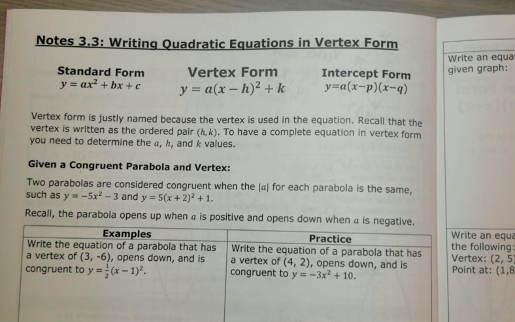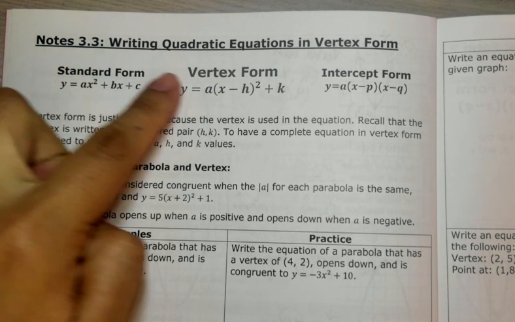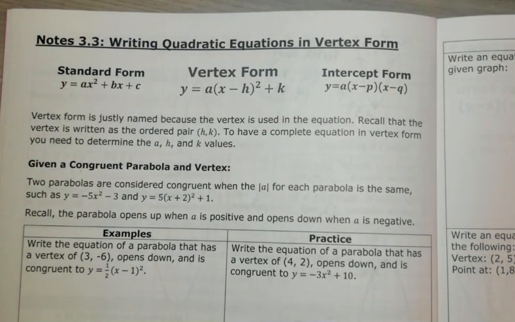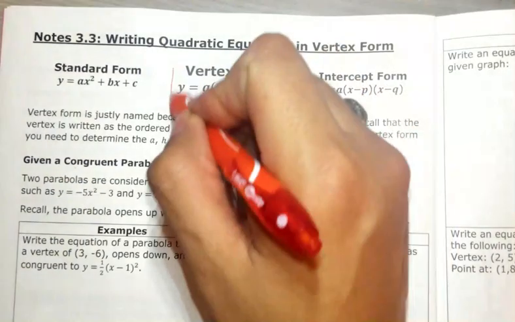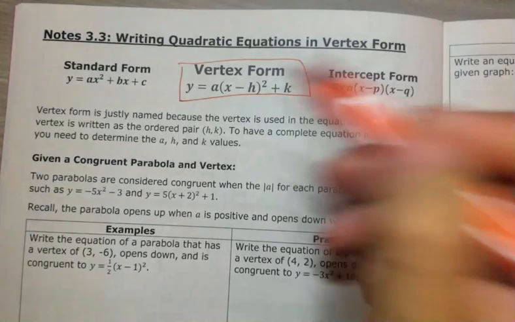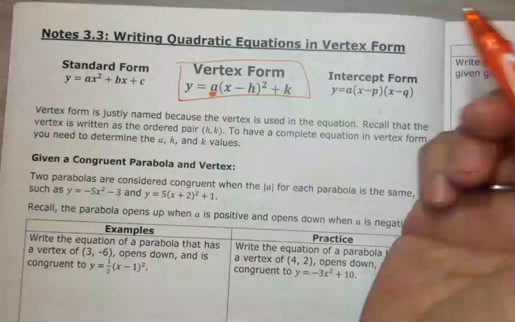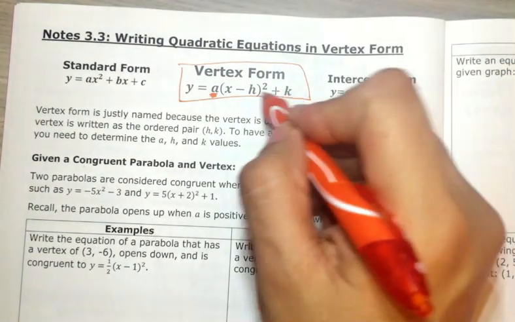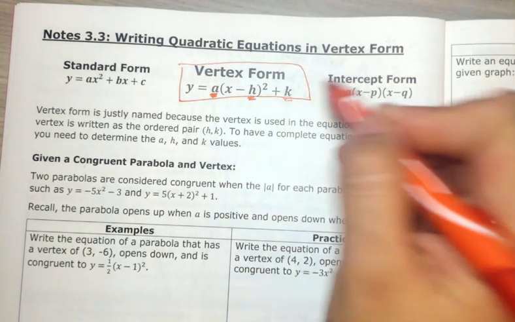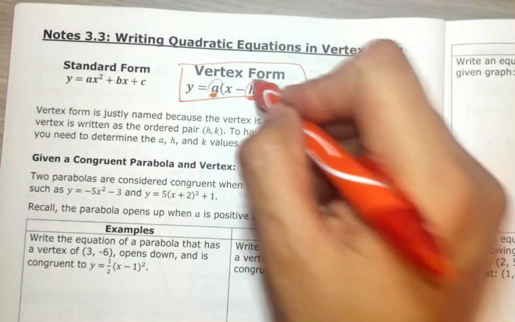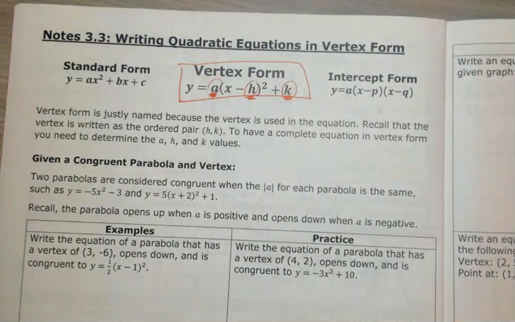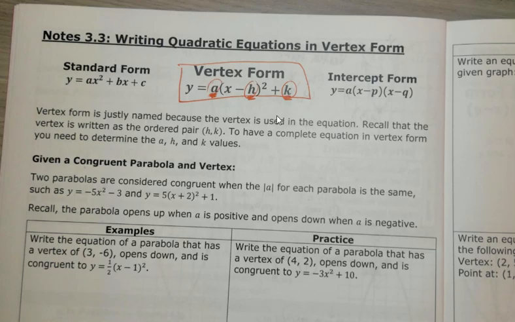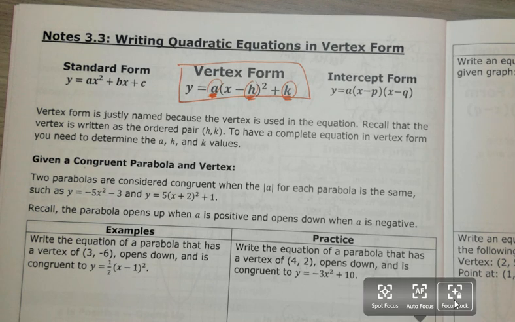Hey students, in this video I'm going to go over how to write quadratic equations in vertex form. Vertex form is the form that needs a letter A in the front of the equation and then H and K replaced. So A, H, and K are the values that we need in order to have an equation that looks like vertex form. You're going to be given information that is enough to find these values.